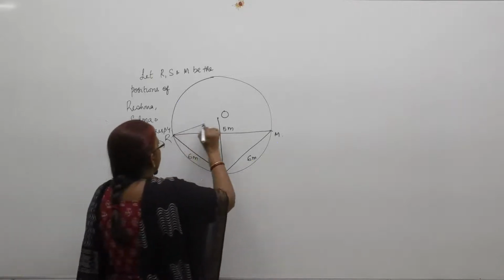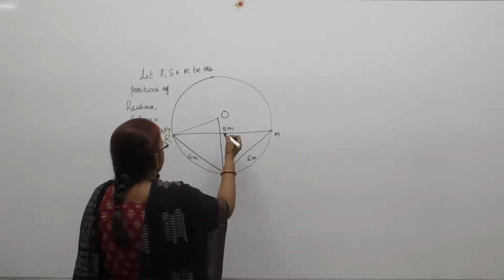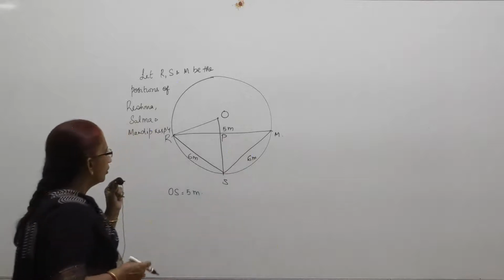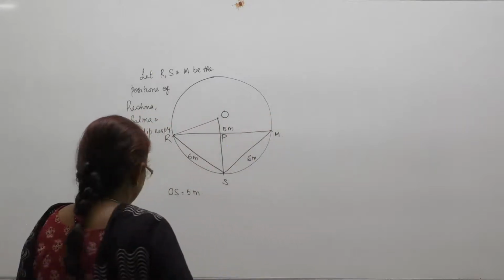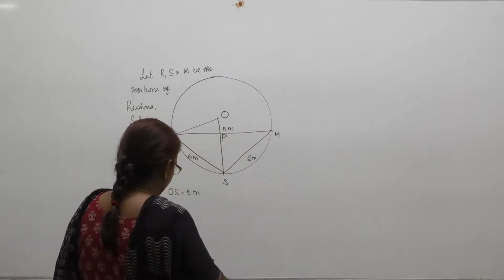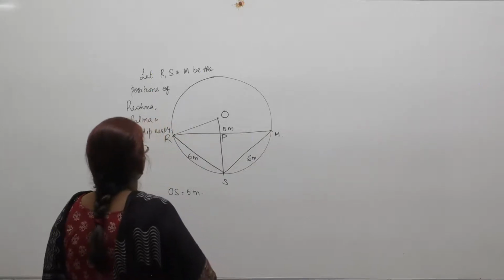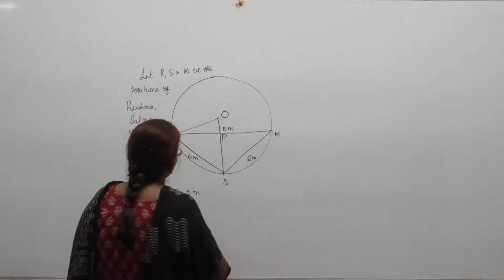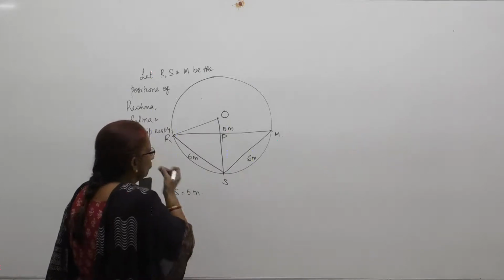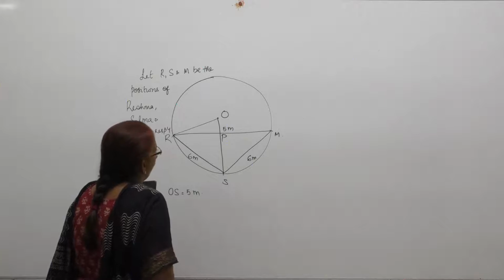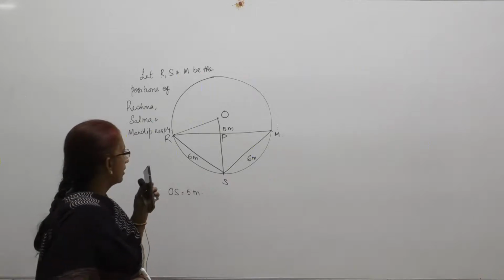You're going to join OR. We are going to mark this point as, say, P. Okay, I'm going to ask you some questions. You're going to answer me over WhatsApp. This is an isosceles triangle, isn't it? RSM is an isosceles triangle.